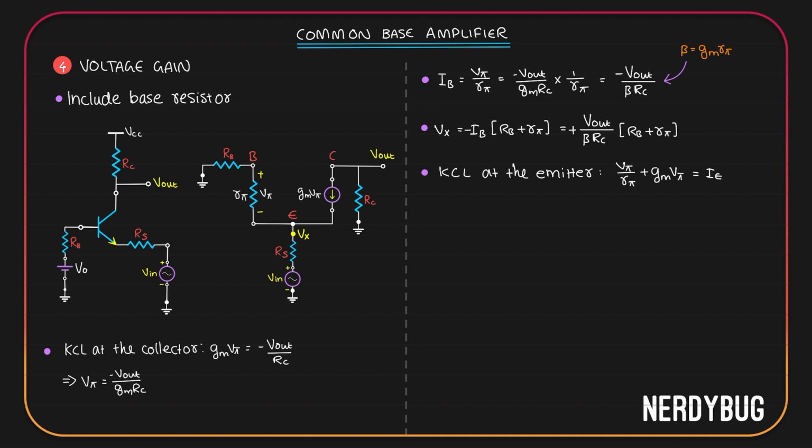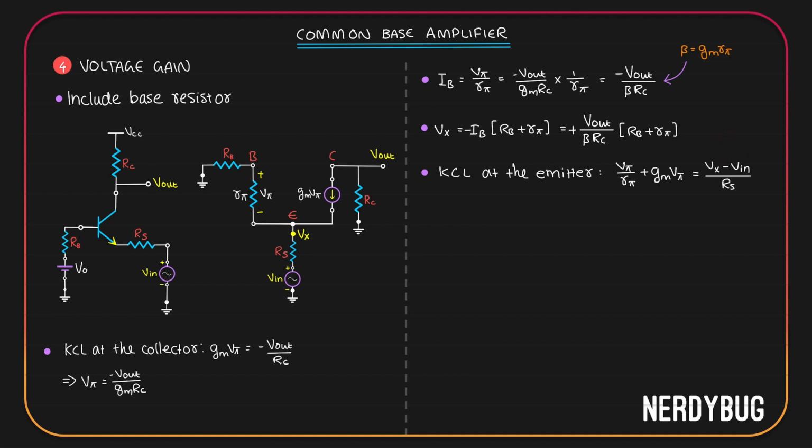Now let's try to find an expression for IE. IE is the current that will be flowing through RS. RS has a potential Vx here and V in here. IE will be flowing like this. So according to Ohm's law, IE will be Vx minus V in divided by RS. Let us replace IE in this equation with Vx minus V in divided by RS.